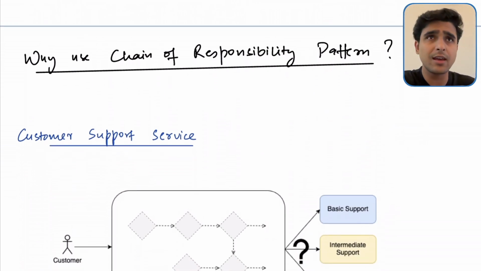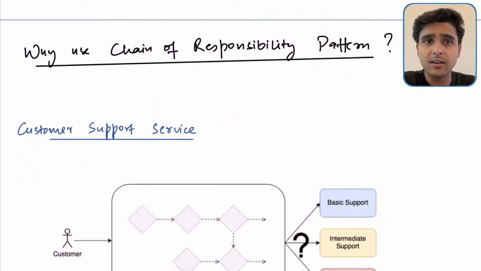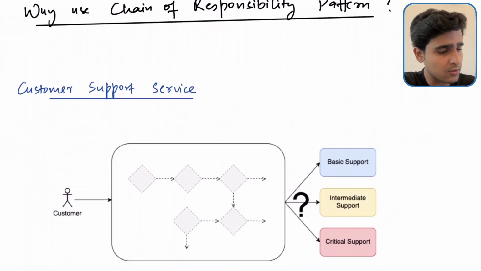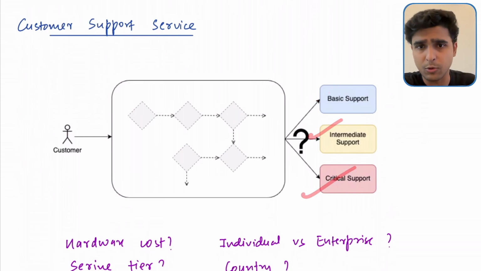Every pattern has a use case. Every pattern simplifies or eases some sort of pain point. In this pattern, let's consider a scenario of a customer support service. You want to build a service where the customer can send a support request, and based on the customer profile and the request, you want to assign it to either a basic support service, an intermediate, or a critical support service.